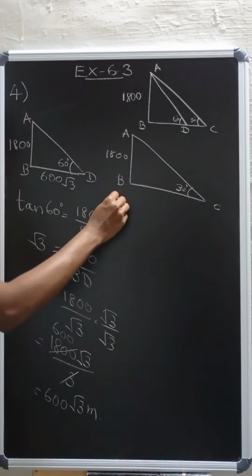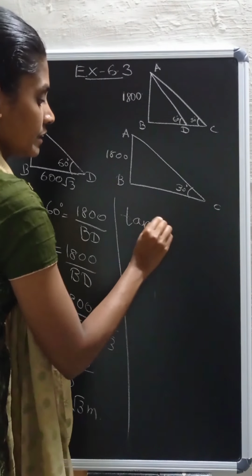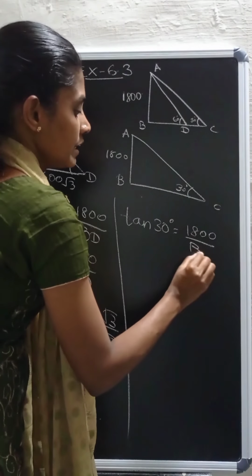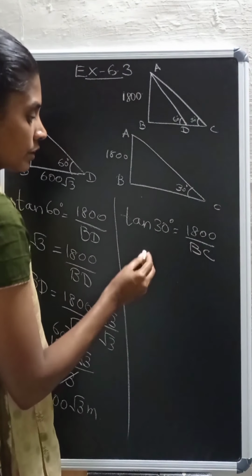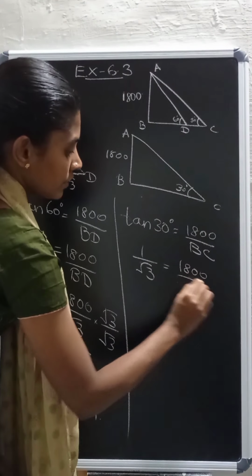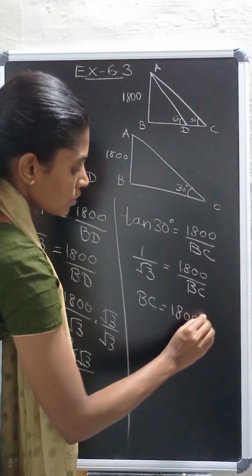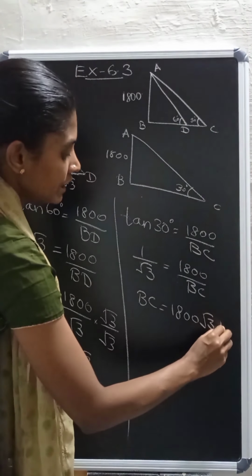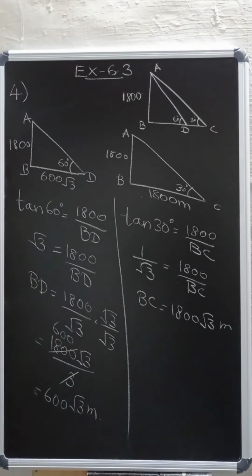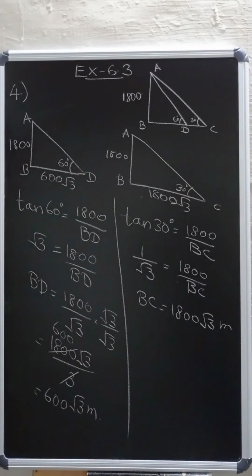Now we are going to find DC value. So similarly here, tan 30 degrees is equal to opposite by adjacent. Now tan 30 value is 1 by √3. Now BC is equal to 1800 √3 meters. So BC value is 1800 into √3 meters.